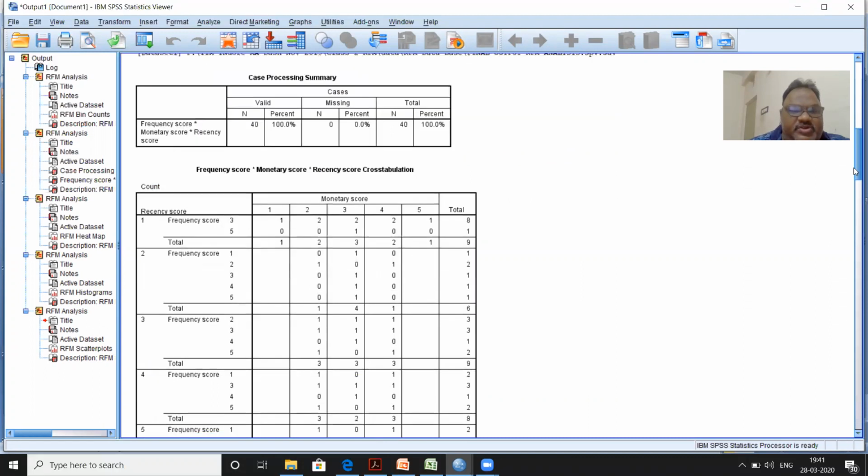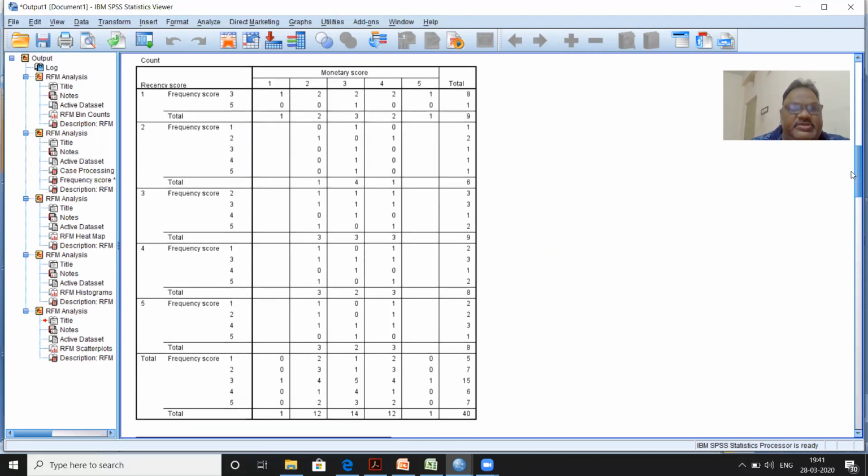The first table we talk about is the count. This is 1, 2, 3, 4, 5. This is the recency score. Within recency score, again we divide into frequency score. It means 1, 3, 1: there is only one customer. 1, 3, 2: there are two customers. With recency score 1, 3 and 3: two customers. And 1, 3, 2 and 1: it means there are 8 customers.